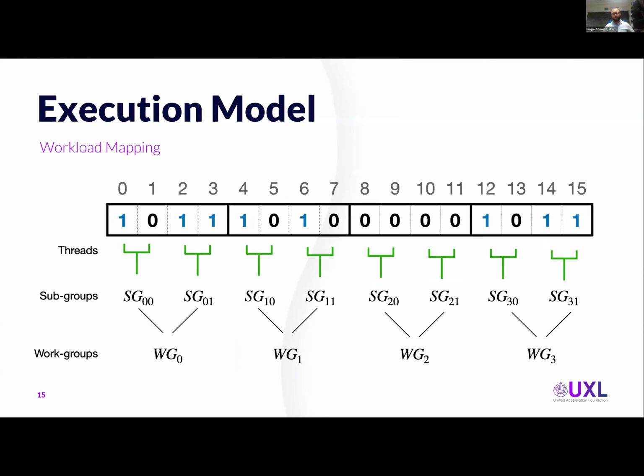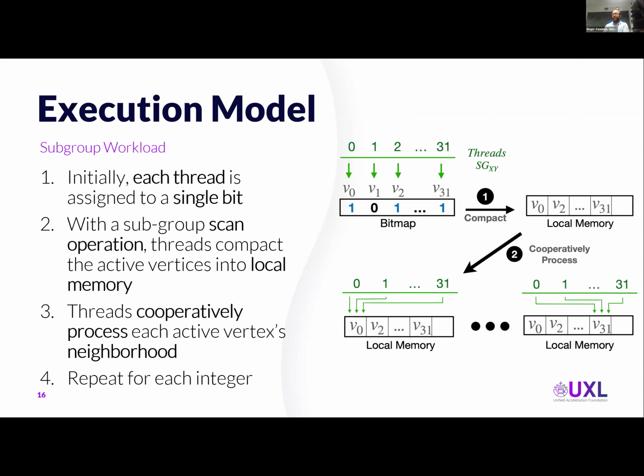The execution model is the second contribution of this work. We have the SYCL execution model, which applies to our model. We have workgroup, subgroup, and thread. In the first iteration, each workgroup is assigned to a specific integer, while the subgroup processes different regions of that integer. This is the overall idea, and practically, we have each thread assigned to each bit.